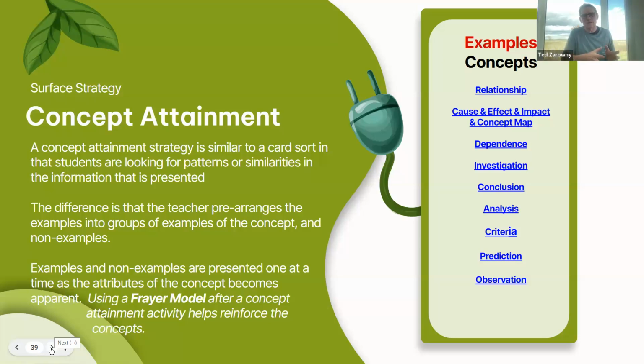And by looking at the things similar in the example part, kids start seeing the attributes a little bit and they compare it against non-examples. Well, that's not an example because it doesn't have what that other thing has. And so that's kind of what the concept attainment does. There's a bunch listed there for you.